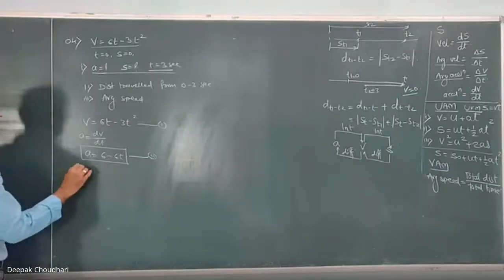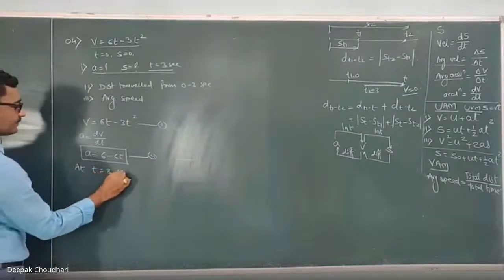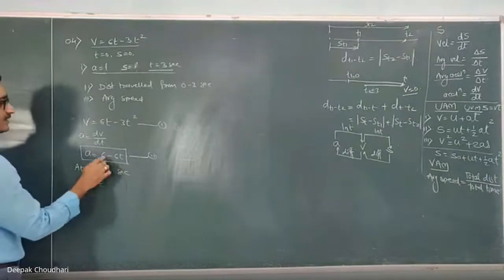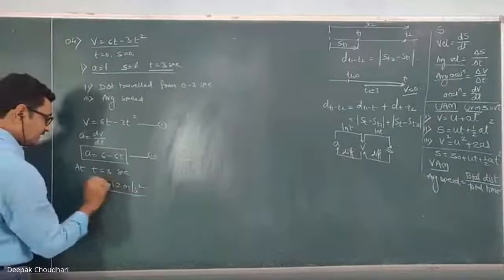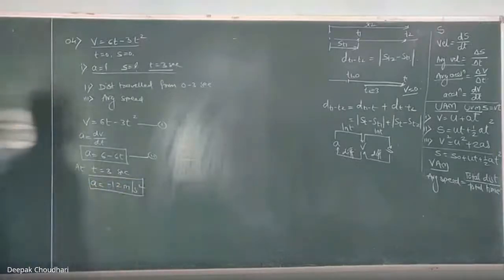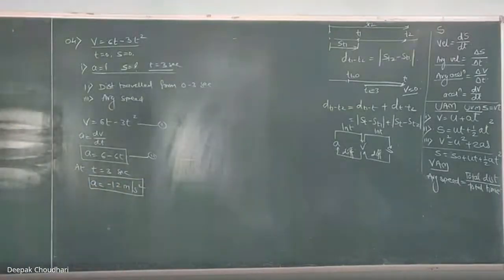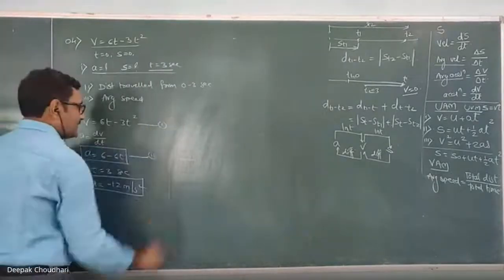Yes, sir. Okay. So at t equal to 3 seconds, how much is the acceleration? 18 minus 6, it is minus 12 meter per second square. This is the deceleration. Okay, this is the acceleration of a particle at t equal to 3 seconds. Understood? Now I have to calculate the displacement.